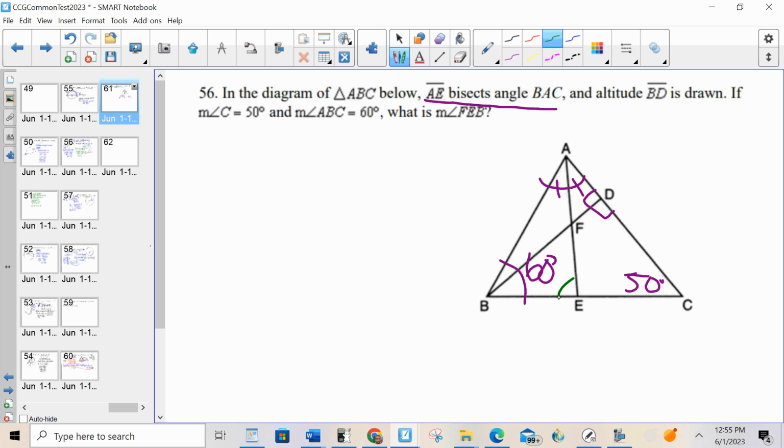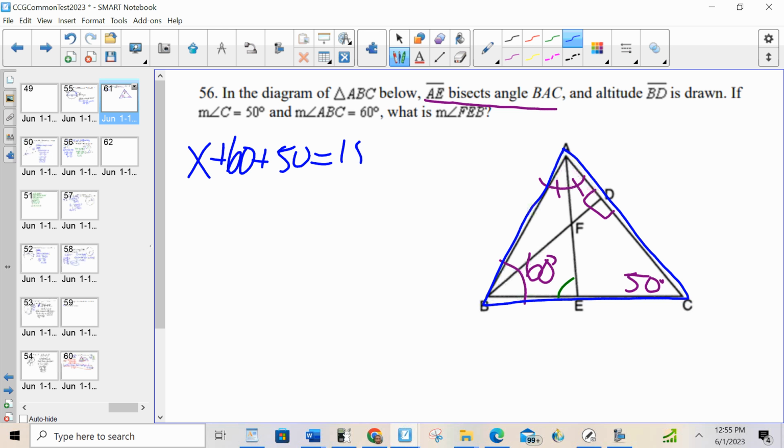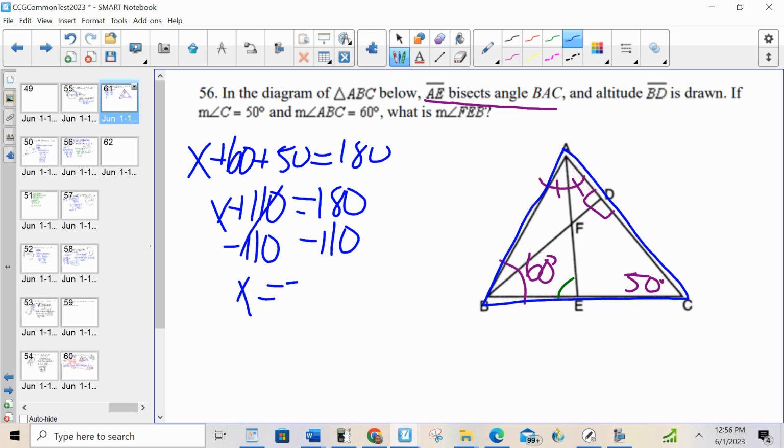To get started, look for linear pairs, look for angles of a triangle. The only thing I see right now, I see the big triangle. I have two angles, 60 and 50, so I can find the third. X plus 60 plus 50 equals 180. X plus 110 equals 180. Minus 110 minus 110, x is 70. I'm cutting that in half, 35, 35.